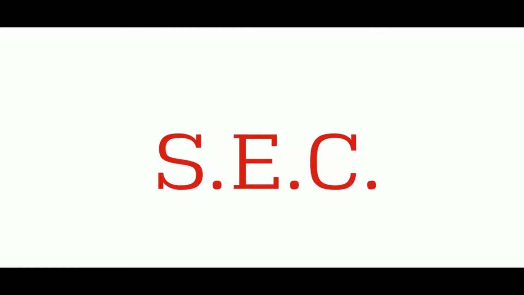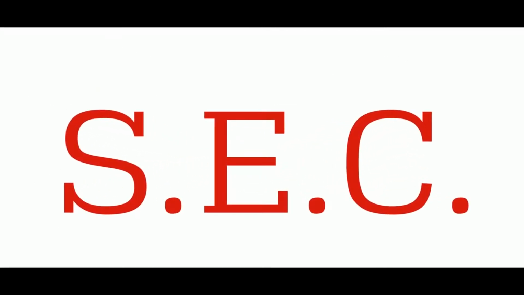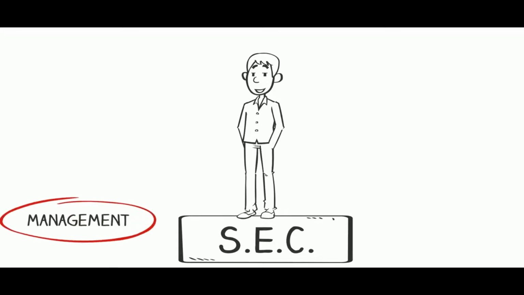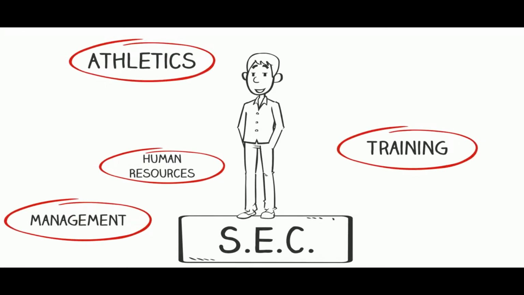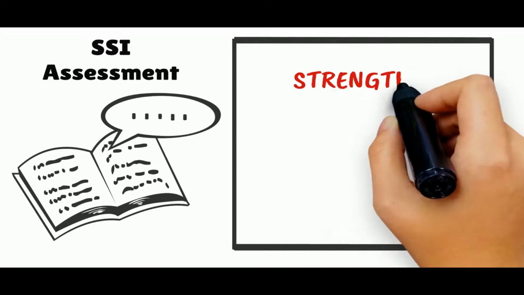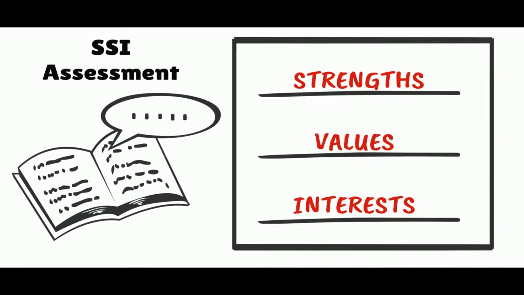So an example of a 3-letter code is SEC: social, enterprising, conventional. In this area, their top 5 interest areas could be management, athletics, human resources and training, law, finance, and investing. But they wouldn't know that unless they took this assessment to help determine what their true strengths, values, and interests are in order to come up with this unique combination.